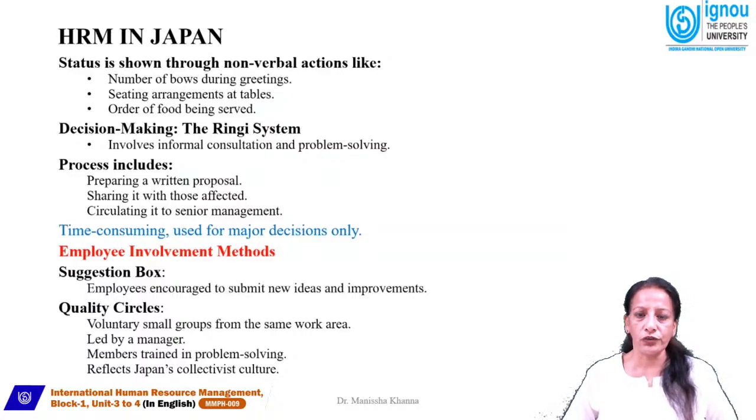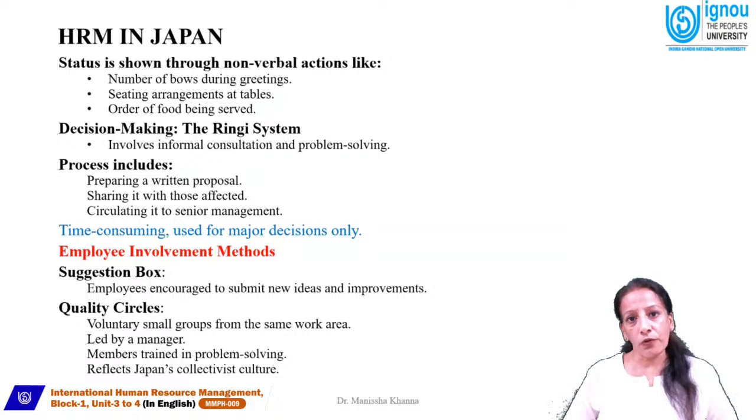Japan is known for their planning. They take 80% or maximum of the time for planning, so that the rest of the execution can take place in a very smooth manner. The employee involvement methods include a suggestion box, where employees are encouraged to submit their new ideas and improvements. If any changes are happening within an organization, the employees are asked to submit their views, their suggestions, and their recommendations on that.